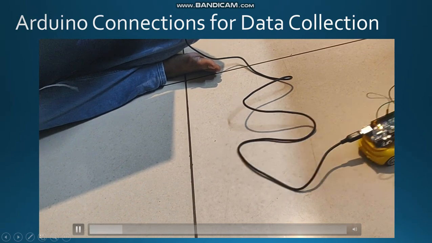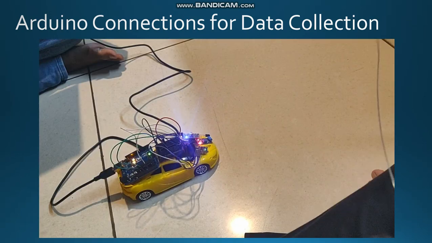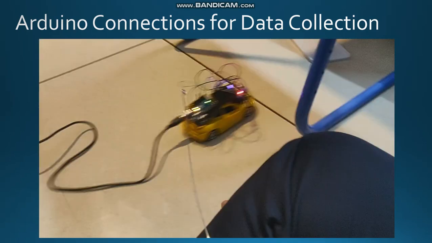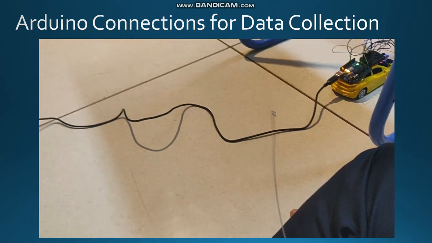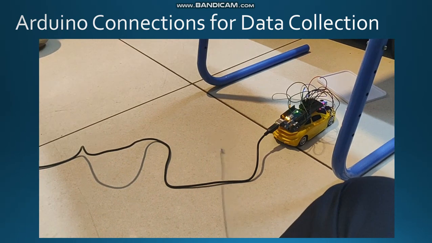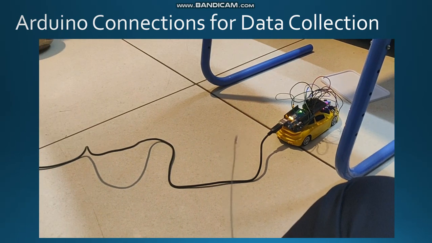So, this is a setup which we use to collect the data set. We connected all our sensors to the Arduino Uno and it is connected to the laptop with Excel Data Streamer. With Excel Data Streamer, we collected the live data from the sensors directly using the Arduino Uno serial monitor.